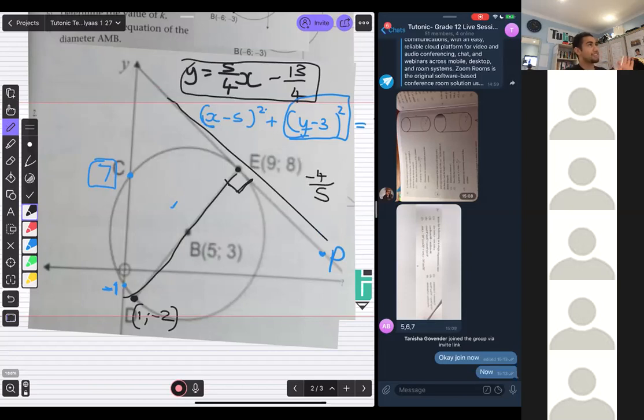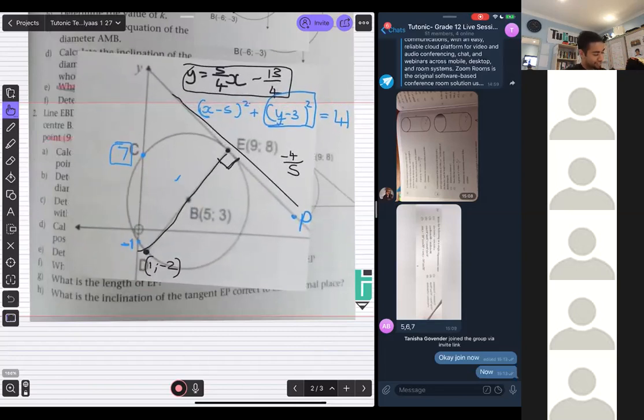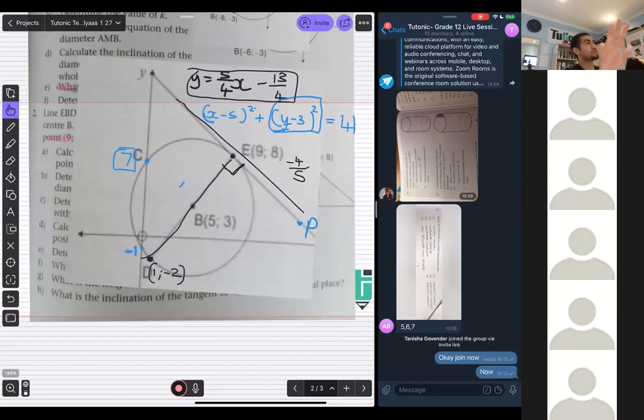So you guys getting the hang of it? Then the coordinates of P, the x-intercept of the tangent. So x-intercept is English. What's the maths? Make y equal to 0.